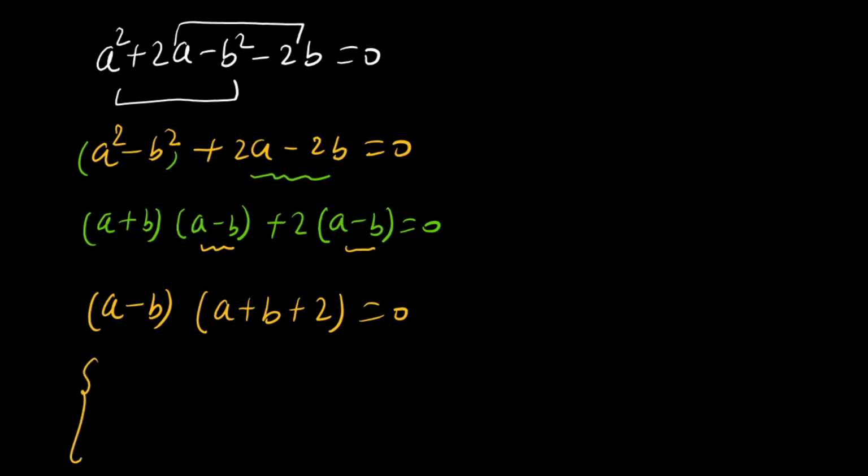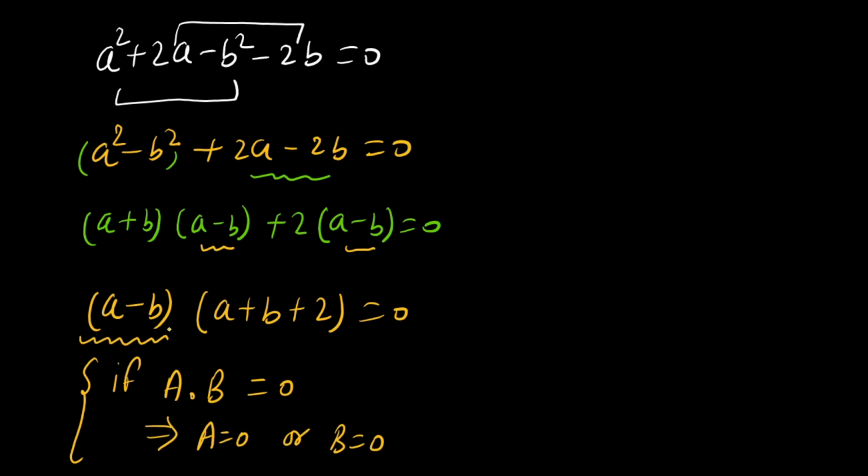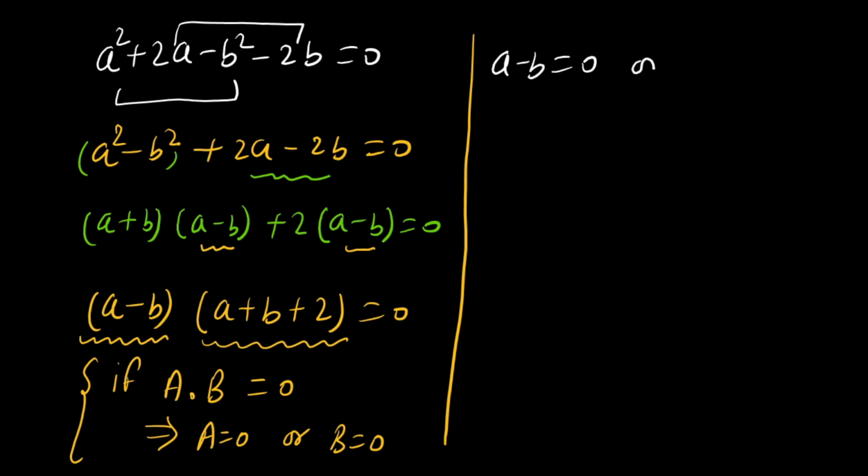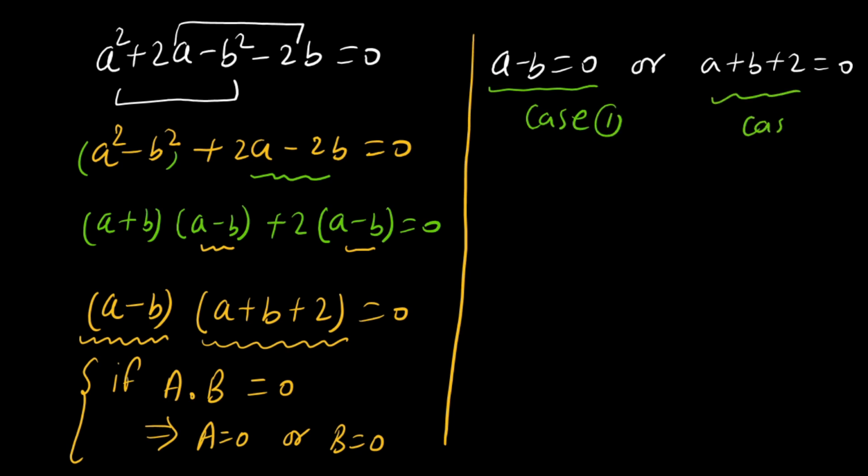and this equals 0. Now we know that if A times B equals 0, this implies A equals 0 or B equals 0. If we apply this rule, let's suppose this expression is capital A and this expression is capital B. Here A times B equals 0. It means either A equals 0 or B equals 0. It means here A minus B equals 0, or A plus B plus 2 equals 0. Let us consider this case first and this case second.